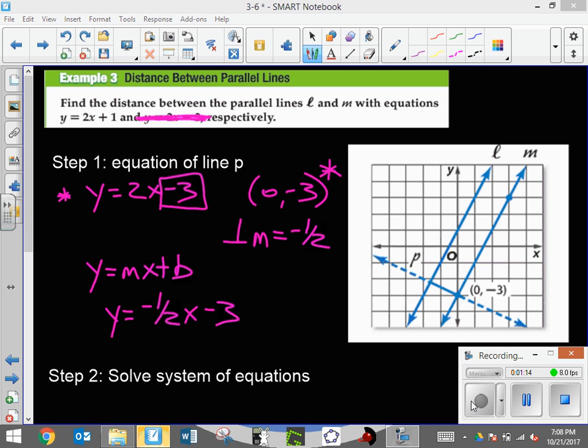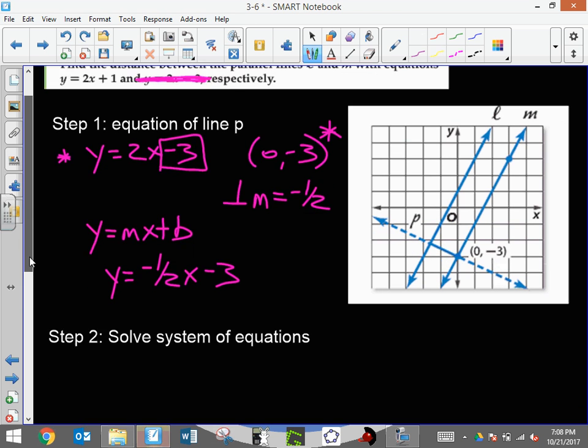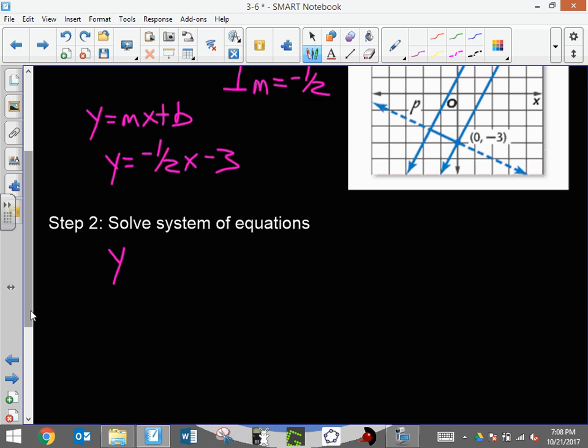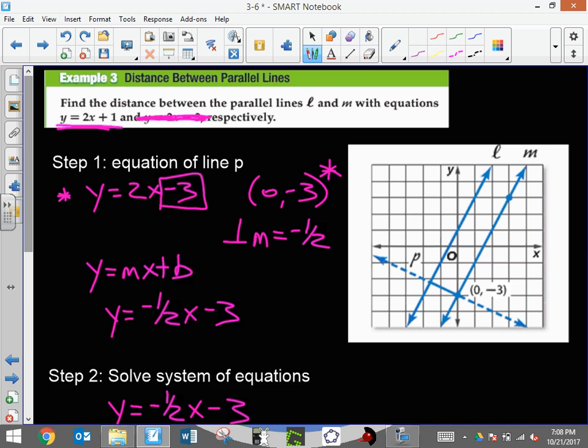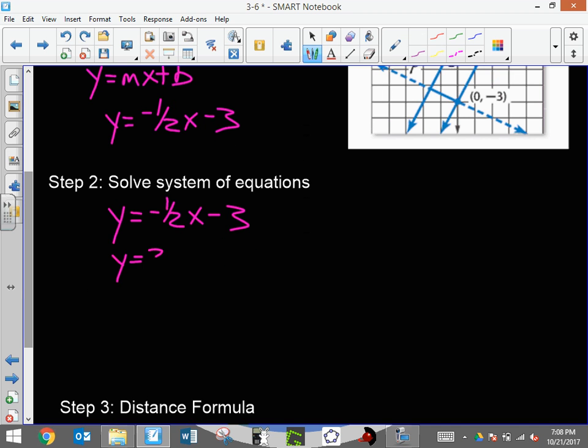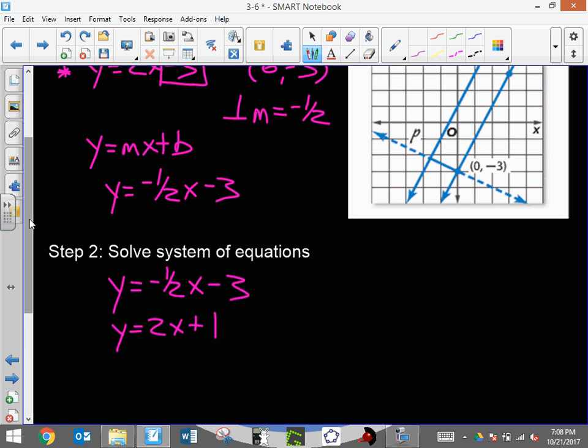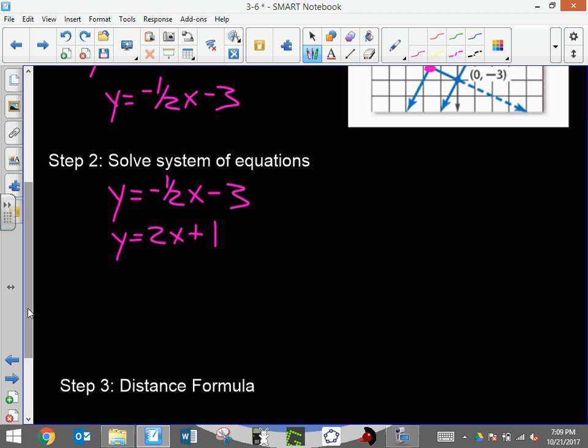Then we're going to go on to the next step, solve the system of equations. You're going to use the equation you got from step 1, so y equals negative a half x minus 3, and the one you did not use, so y equals 2x plus 1. Again, I'm trying to find the intersection of these two lines. Looking at it in terms of the graph, I'm trying to find this intersection point. The easiest way to do this, since y equals them, is substitution.